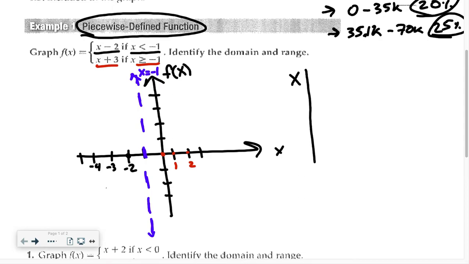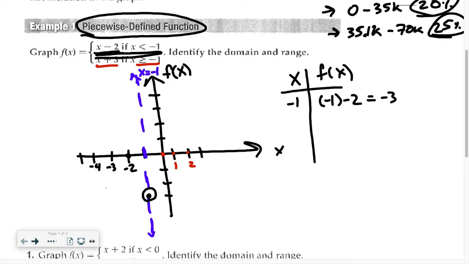Let's make a table of values here. So for x values, let's plug in -1. Let's plug that into x minus 2. That's going to be -3. So -1, -3. That point there is the boundary for our x minus 2 function.